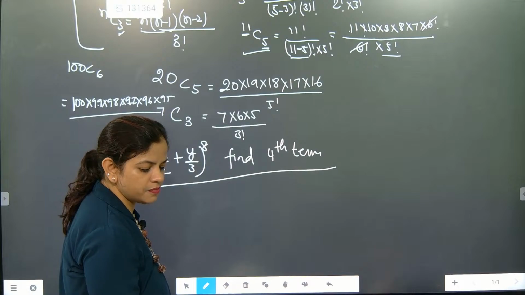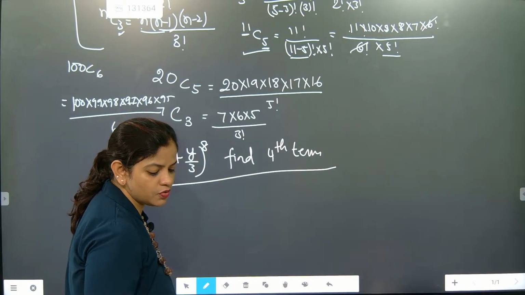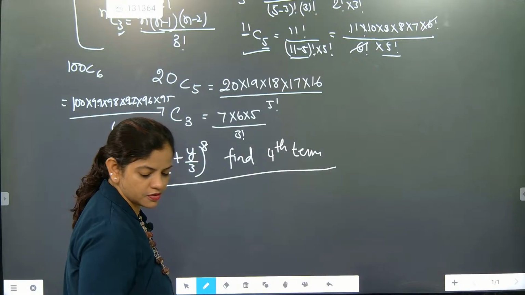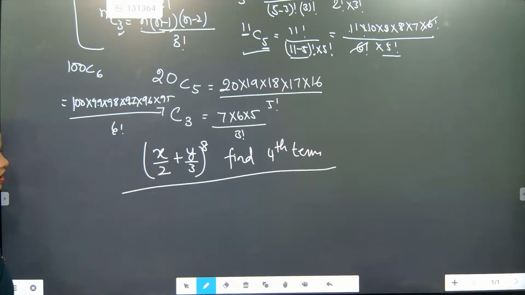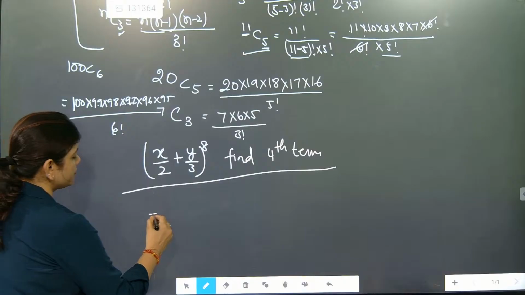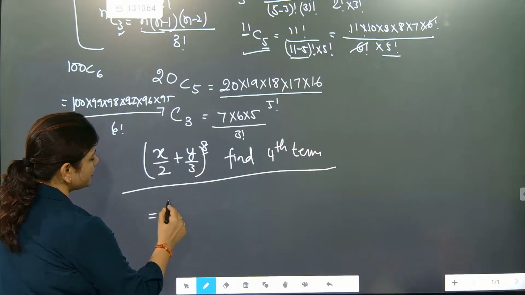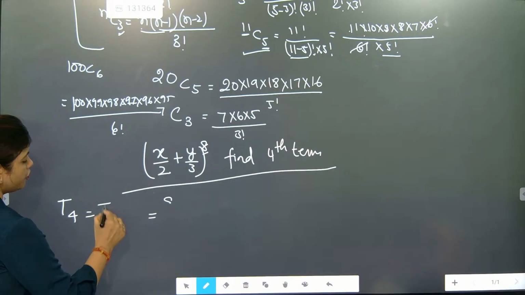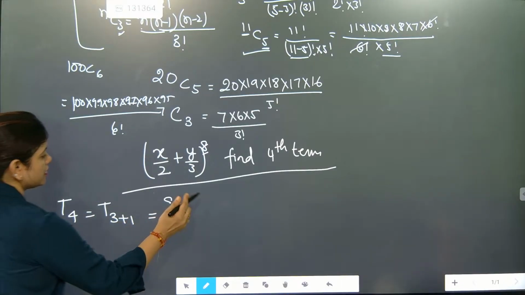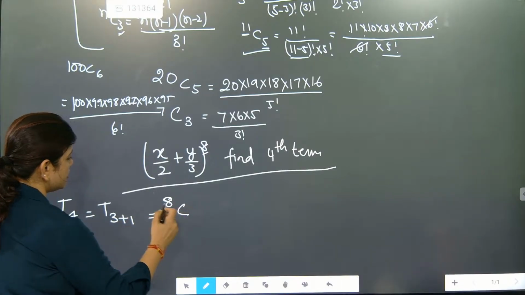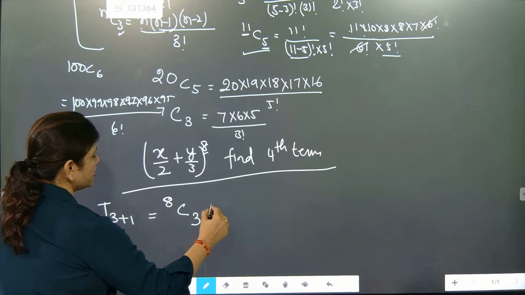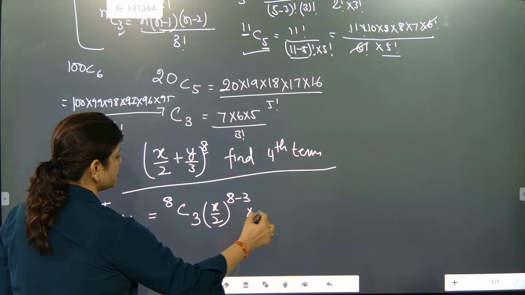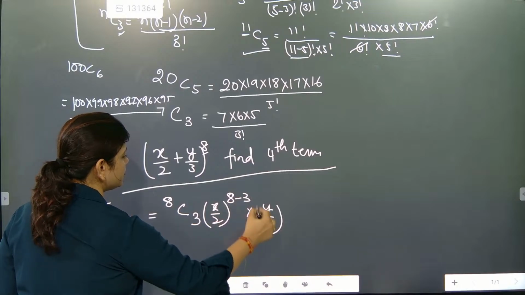4 means 3 plus 1. T3 plus 1 only, 3 plus 1 is there. So 8C3 is correct. Now look at it, how to solve this one. First to fourth term, say T4. T4 means T3 plus 1. Highest degree is 8. So T4 is 8C3 (x by 2) to the power 8 minus 3 (y by 3) to the power 3.